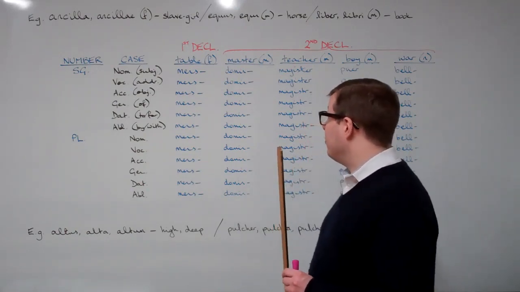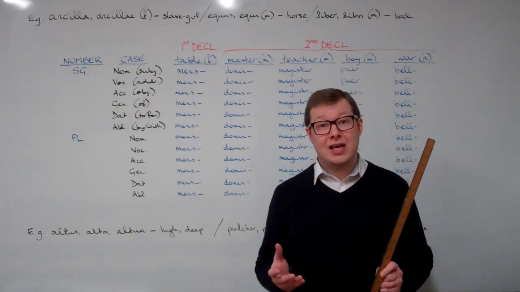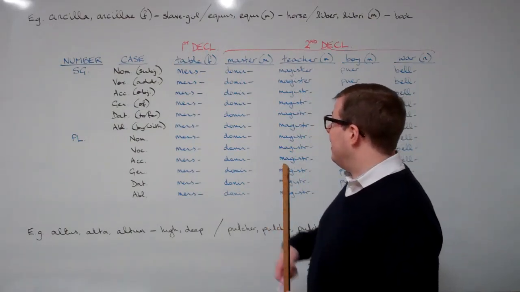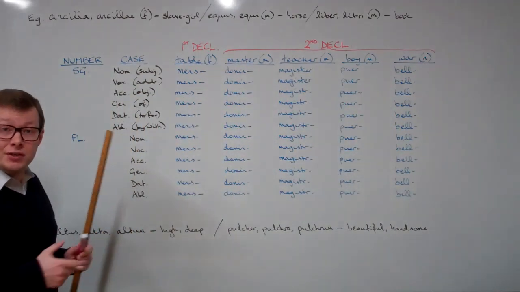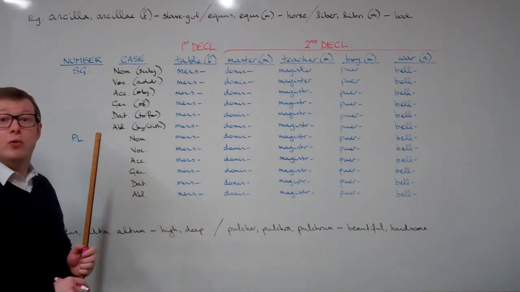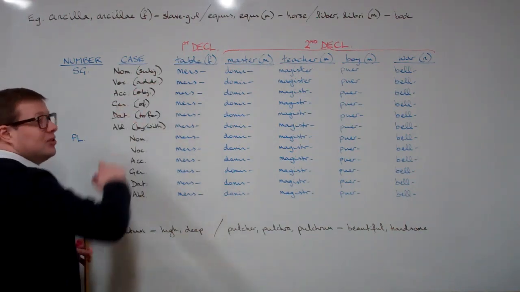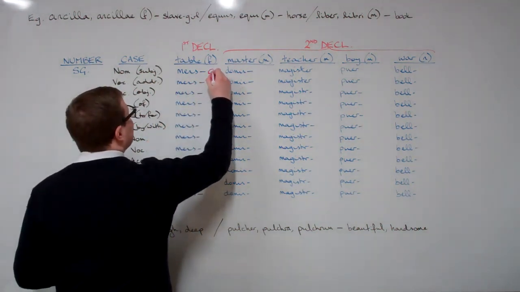Now, in each noun declension, we can tell what case the noun is in according to its ending. So let's begin by having a look at the first declension. The first declension, as I've already mentioned, is nice and straightforward because it only has one noun type. Mensa, Latin for a table, whose endings are as follows.